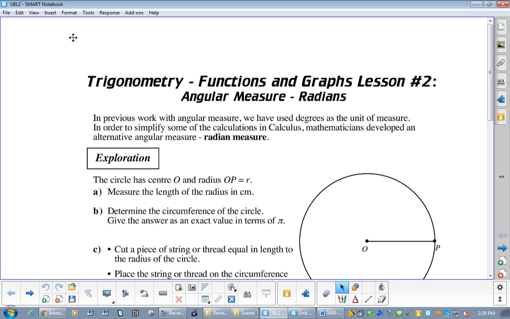Radians are what NASA uses, what any engineer would use. If there's anything with the circumference, or when you're dealing with rotations and astronomy, I took an astro class in university and it all deals in radians. It doesn't deal in degrees. So degrees are the high school stuff. Radians is all grade 12 and university.